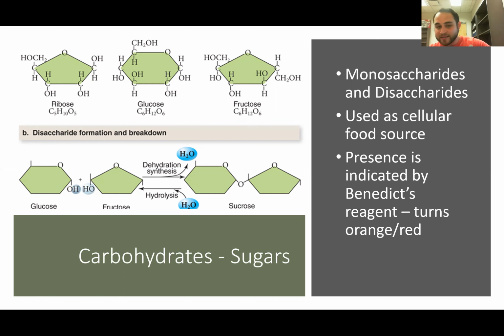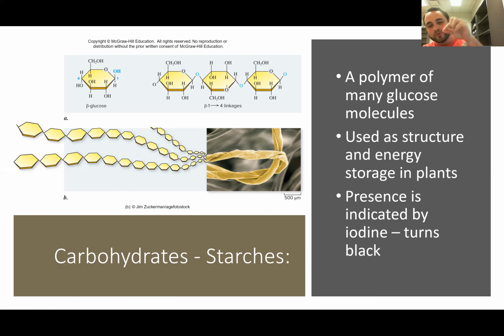So for example, potatoes. I know potatoes have starch in them. If we slice a potato in half and put a couple of drops of iodine on it, it will turn black, letting us know that the potato has starch in it.